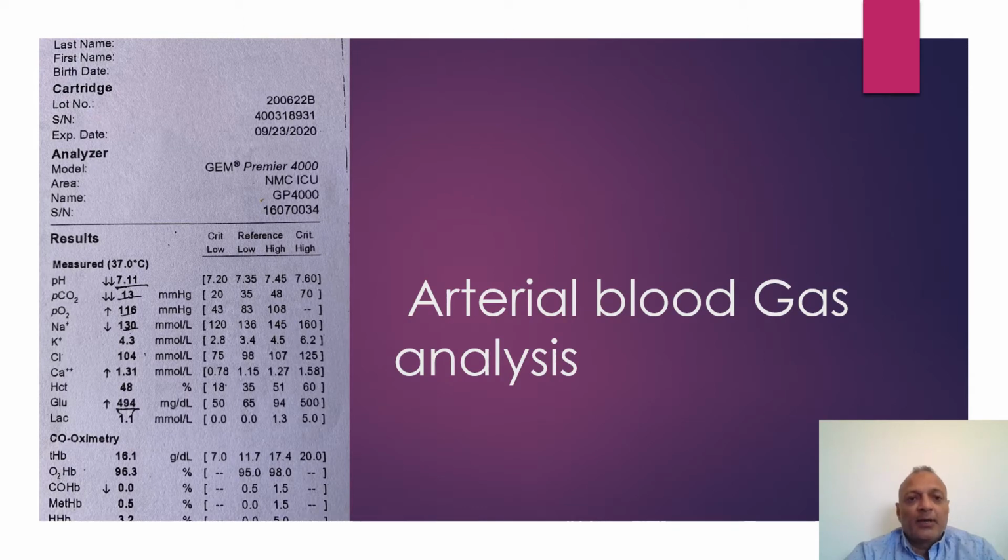This is the arterial blood gas analysis of this patient. Here you can see pH was 7.11, pCO2 13 millimeter of mercury, potassium 4.3, glucose 494 milligram per deciliter, and lactate value of 1.1 millimole per liter.